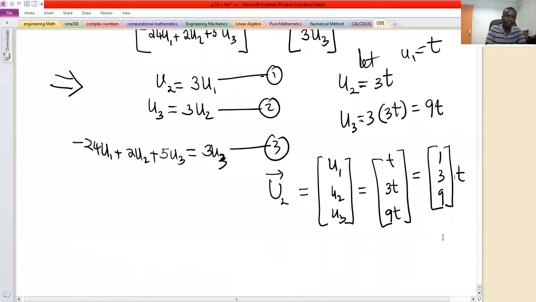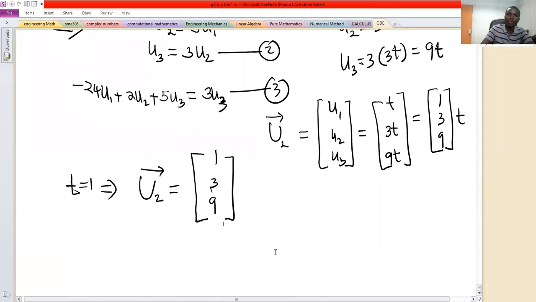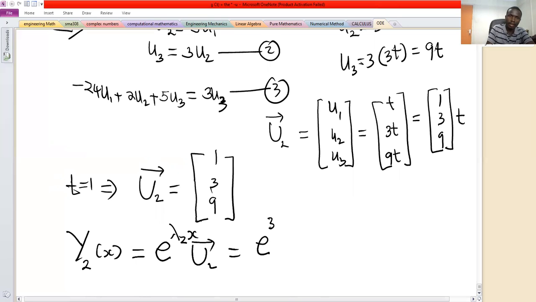And when you let t equals to 1, that implies that U2 is 1, 3, 9. So the second solution, y2 of x, by definition is given by u e raised power lambda 2 x times u2, which is e raised power 3x, and u is 1, 3, 9. 1, 3, 9 is the solution for that.